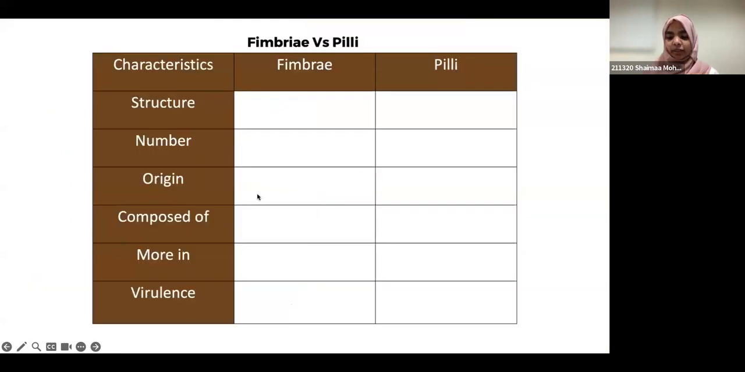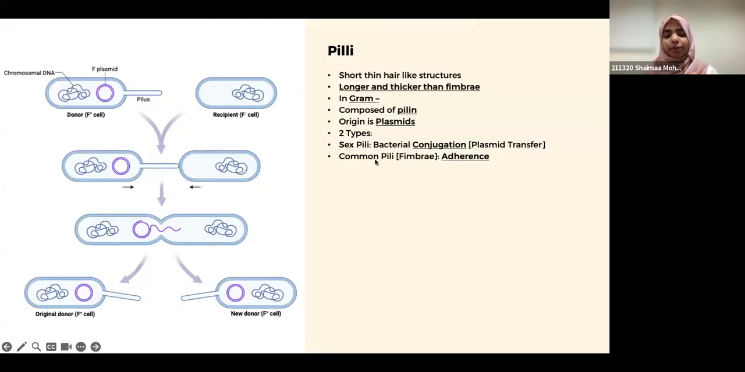Then we have the common pili. So the common pili are basically another name for the fimbriae. Some people refer to fimbriae and pili as the same thing. However, for the sake of your exam, remember fimbriae as fimbriae and pili as pili, okay? But common pili are basically fimbriae, so the same function, which is adherence mainly, okay?